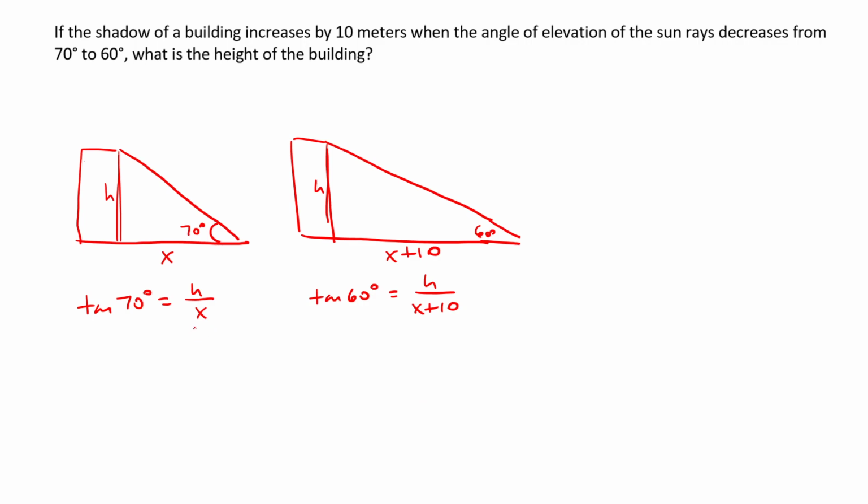And let's see, I will get x or h by itself, so I'm going to multiply both sides by x. And I will just figure out what tan of 70 is right now. So tan of 70 is about 2.747. Okay, now I will substitute into the other equation. And again, I'll just figure out what tan of 60 is right now just to get that out of the way. So 1.732. It's actually the square root of 3. You'll learn that in pre-calc.